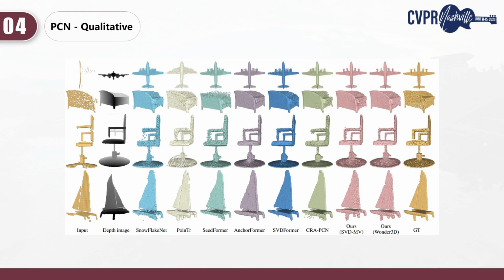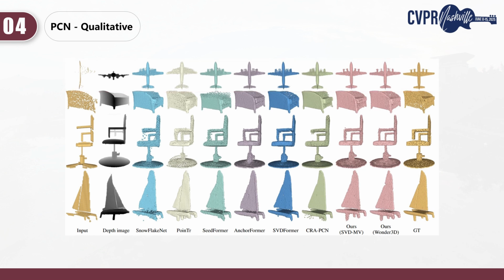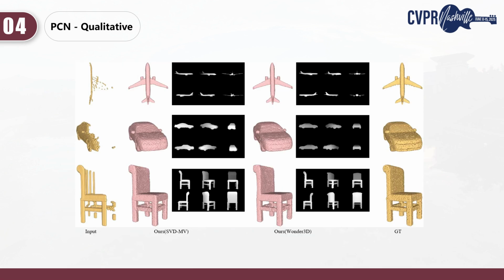The visual comparison in several selected categories shows that our method can predict the missing parts more accurately due to the additional shape cues provided by the generated multi-view images. Particularly, for the airplane category, all other methods fail to complete the missing symmetric parts, such as the engines, while our results are more consistent with the ground truth. Besides, we also present the generated multi-view depth images on the PCN dataset.